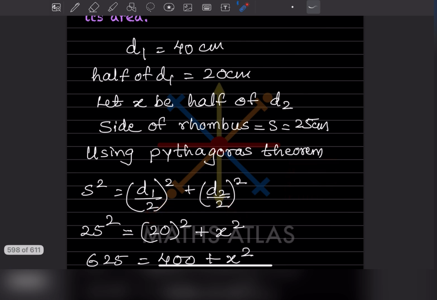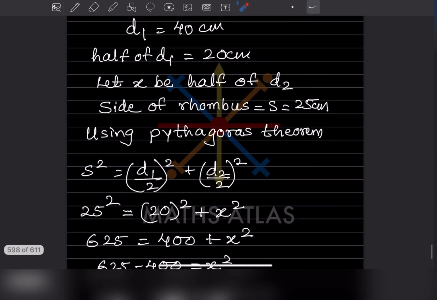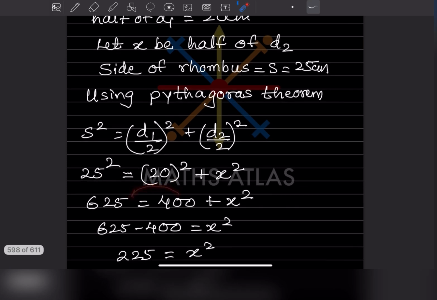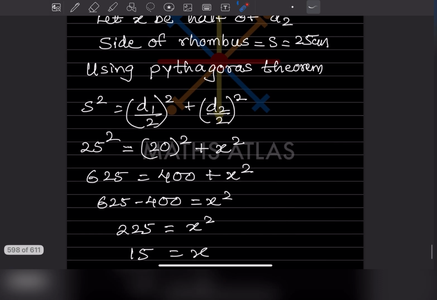Now here the side is given as 25 square and this will be 20 square, for we know that half of D1 is 20 and we don't know D2. So we have taken half of that as X. So D2 by 2 will be X square. So 625 will be 400 plus X square. So 625, this goes there, minus 400 is X square. So 225 is X square. Taking the square root on both sides, X is going to be 15.